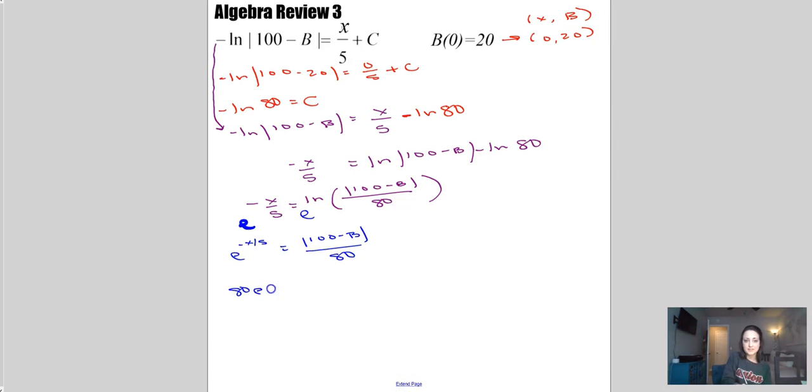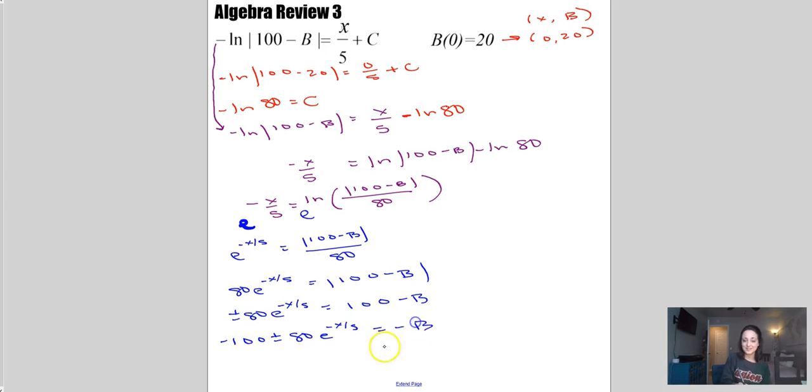So I'm going to get 80 e to the negative x over 5 equals the absolute value of 100 minus b. Next, I need to get rid of the absolute value, so we'll put plus or minus on this side. We can drop the absolute value on this side, and then I need to subtract 100, so negative 100 plus or minus 80 e to the negative x over 5 equals negative b, and then finally divide everything by negative 1, so 100 plus or minus 80 e to the negative x over 5 equals positive b.